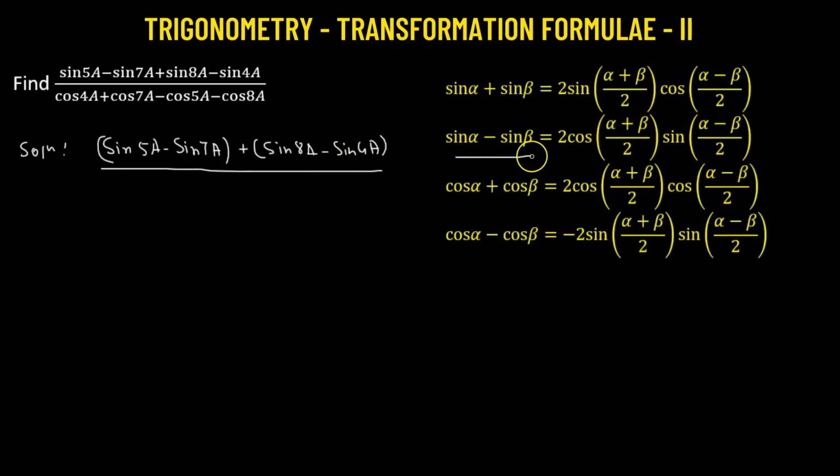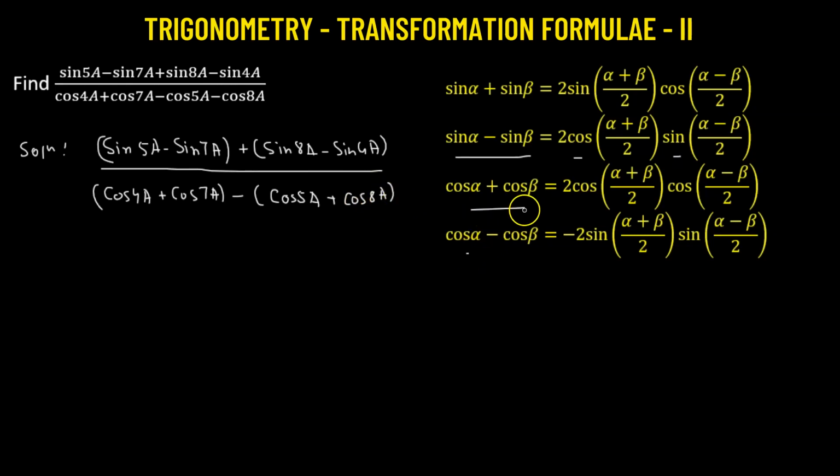sine alpha minus sine beta, which is going to transform into a product of a cosine and sine function. Coming to the denominator, here we have cosine of 4a added to cosine of angle 7a. So this is the sum of two cosine functions, and then we'll take negative as the common factor. Then we have the sum of the next two cosine functions, cosine of 5a and cosine of 8a. Fine. So let's try to apply the formula here.